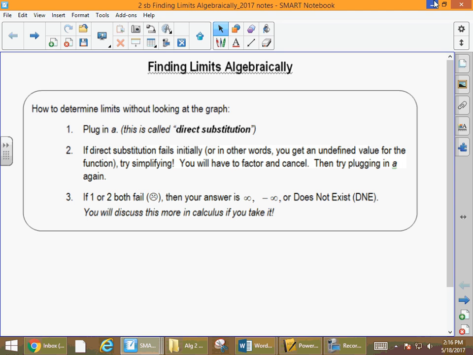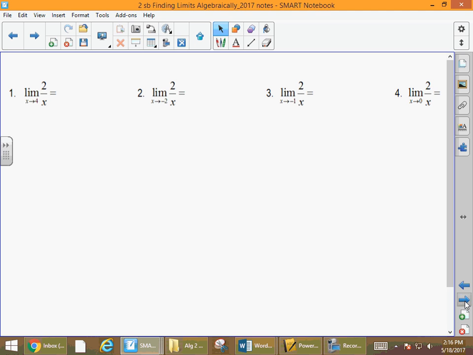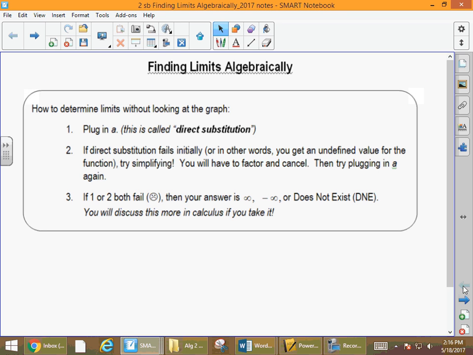It's called direct substitution. A is what x approaches in the limit. In this case, 4 is A, or as x approaches negative 2, negative 2 is A. It's what we are approaching in our limit. If we can figure out the value with that A plugged in, then we know what our limit is.